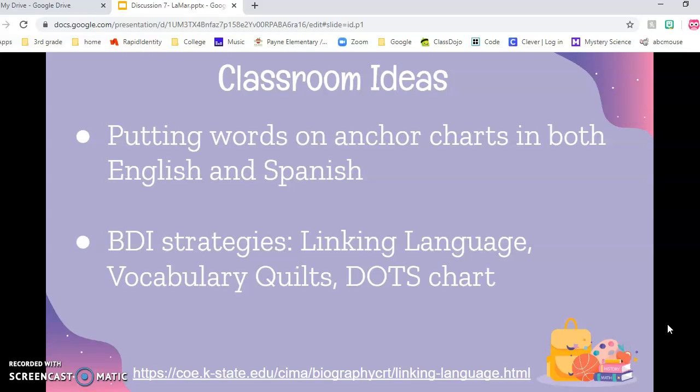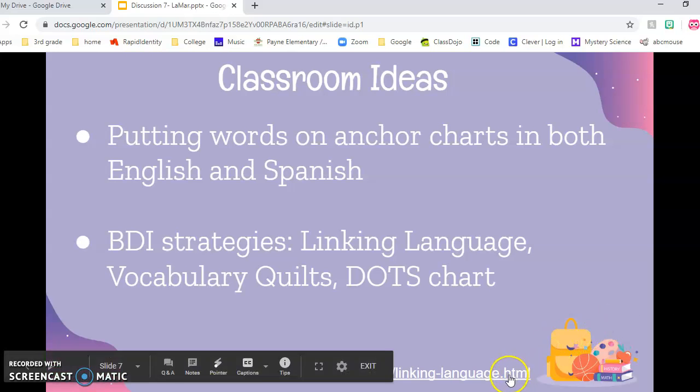Dots chart is just like a bunch of boxes. They have A, B, C, D in all the boxes. And so the students, if we're talking about animals, they can write words that they think of for animals. So they would find like elephant. They'd find the box that has E in it and they'd write elephant. Or giraffe. They would find the G and put giraffe under G. Just helps them another way to organize their thoughts. So we use that for science. I've used it in math, multiple ways.